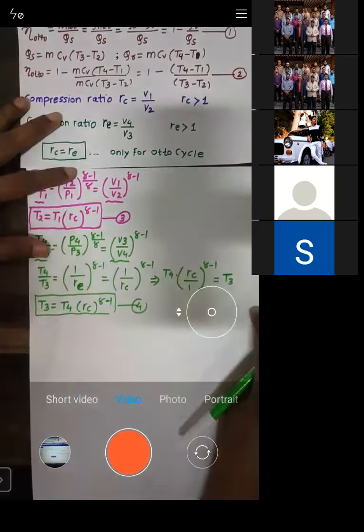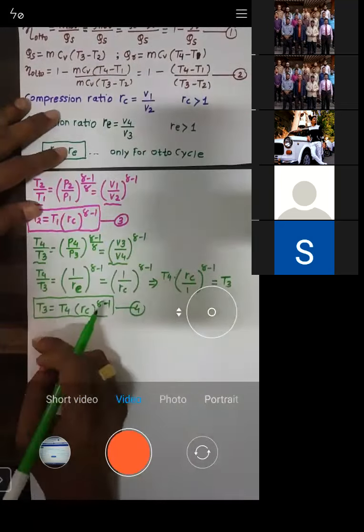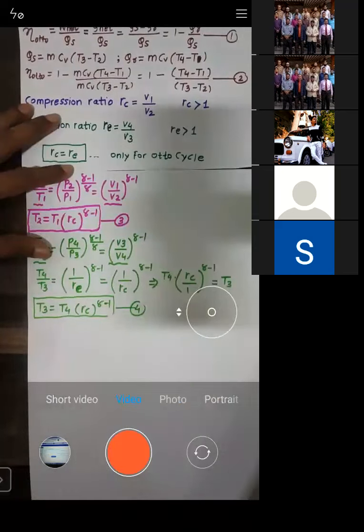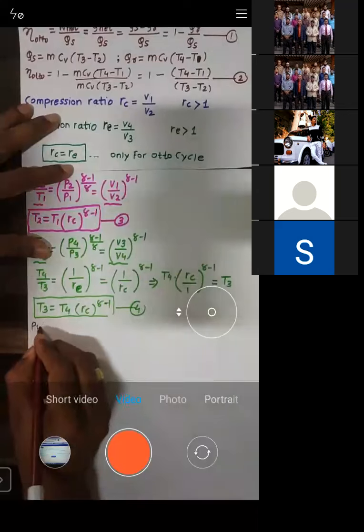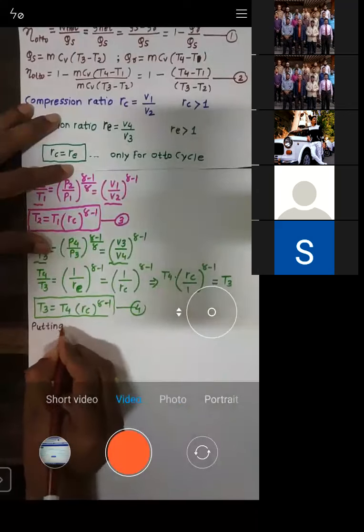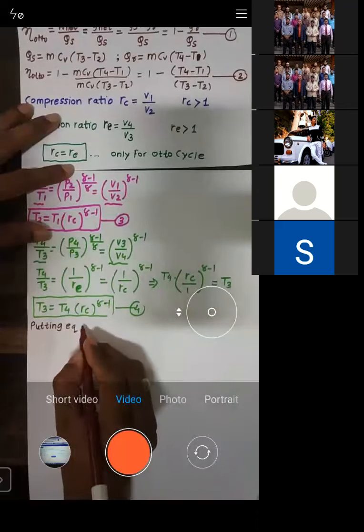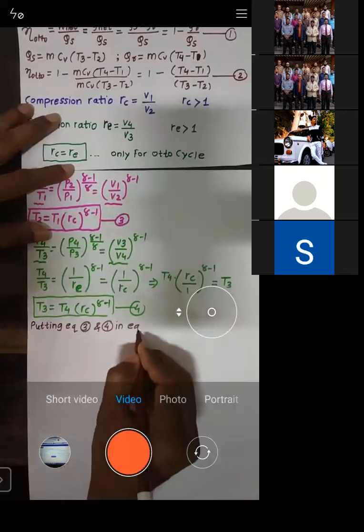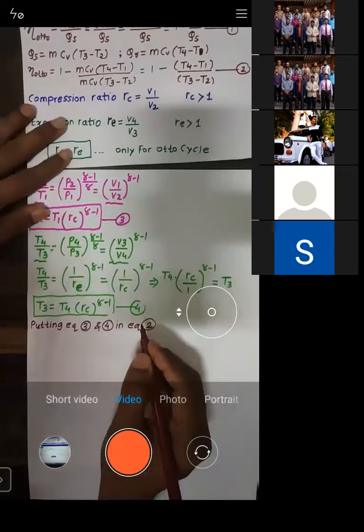Okay. Now what we have is T2 in terms of T1, and we have T3 in terms of T4. Let us put it here. So I will just write down here, putting equation 3 and 4 in equation 2. We'll put that into equation number 2.